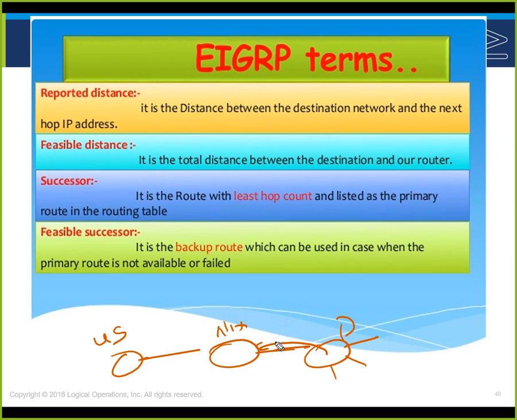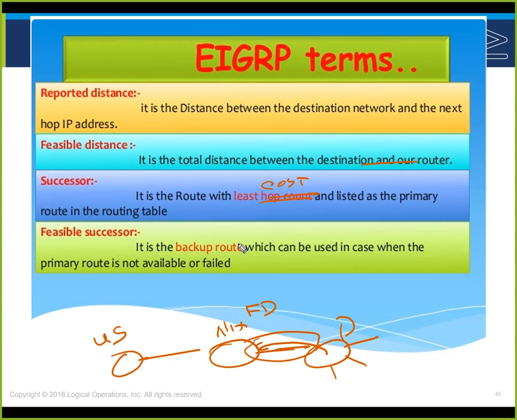What we do here at the next hop is add these costs to the reported distance, and that's the feasible distance between the destination and our router. The feasible distance is what it cost us to get there. The successor is the route with the least hop count and listed as the primary in the routing table. And instead of hop count here, let's say cost. It did have a hop count, as you saw when we did the show IP protocols.